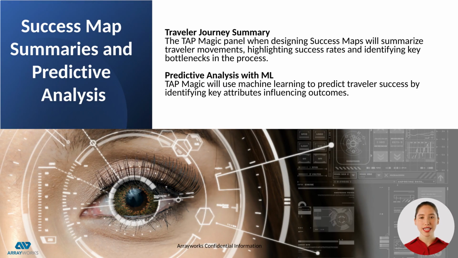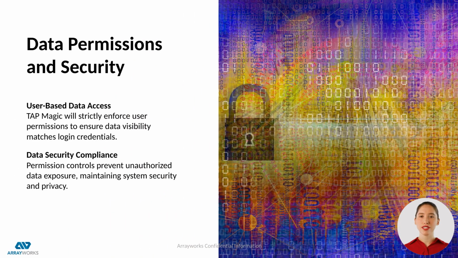It will aggregate and be streaming, so it's constantly working back and forth with you. It will look at your success maps and analyze the entities that have gone through that journey to give you insights into bottlenecks, roadblocks, or attributes that differ between successful and unsuccessful progressions. Permissions and security are key. Tap Magic only reveals information the logged-in user is allowed to see.